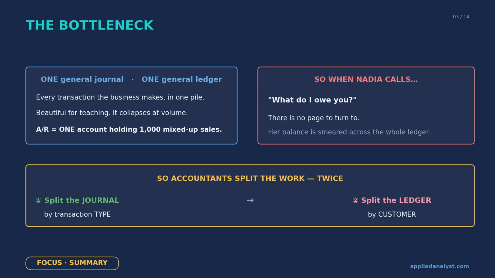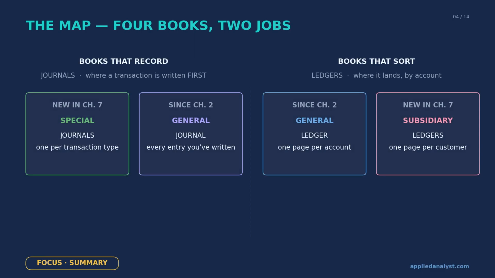That's the chapter. Get this map in your head first, because students mix these 4 books up constantly. 2 jobs only. Books that record are journals. Books that sort are ledgers. And here's the good news. You already own half this map.